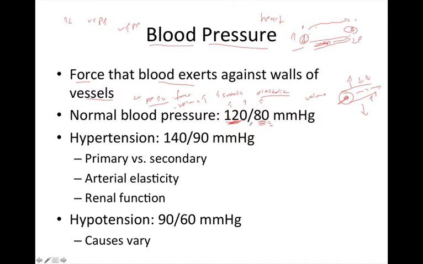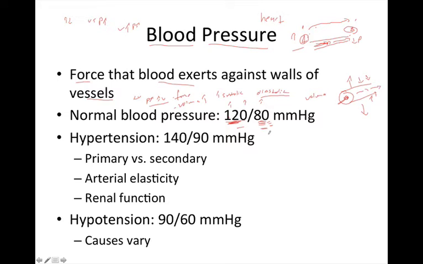Now, we would say that 120/80 would be normal. This would be normal resting blood pressure. Obviously, that's a very general number because this number can change a lot based on age, gender, body size, and whatnot, and how good a shape you are in.